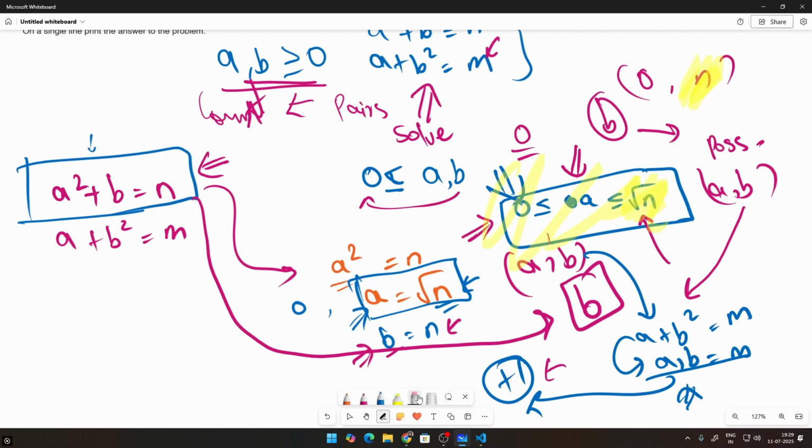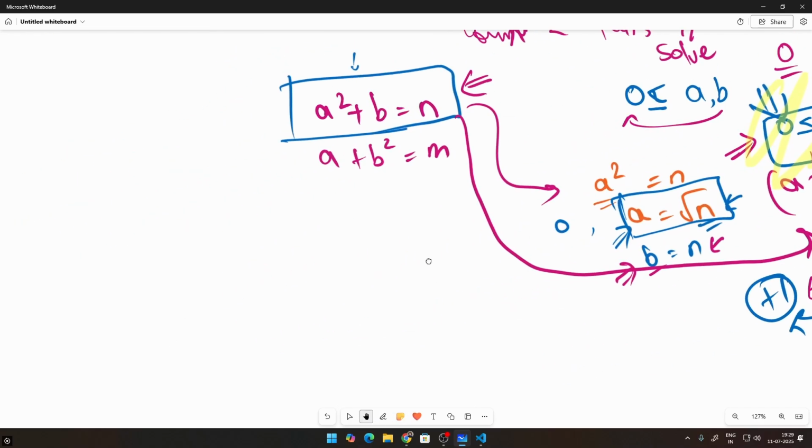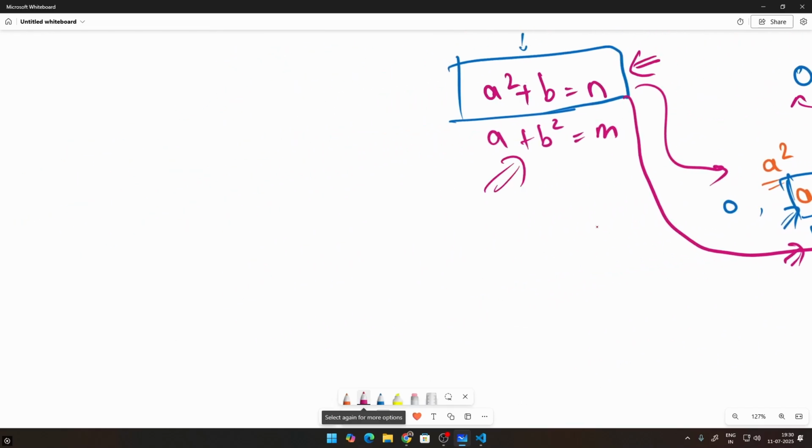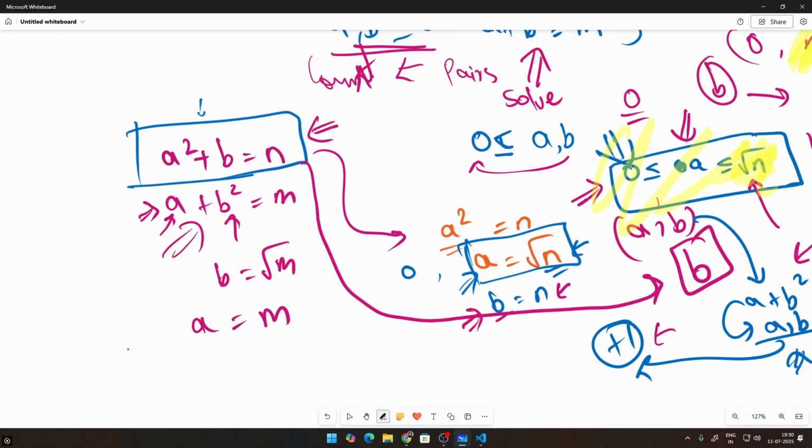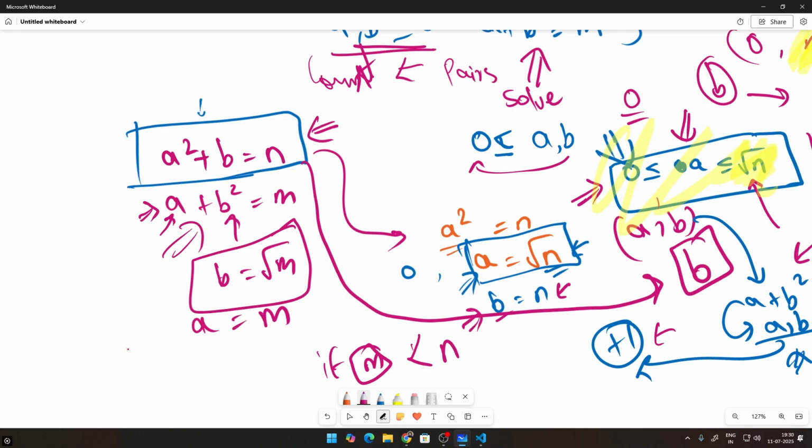Now this might not be the most optimal way to iterate through this, so let's apply the same thing to the second equation to see what the limits look like there. Okay, so here again, if a is equal to 0, now b will be up to root m, correct? Or if b is equal to 0, a will be up to m. So what really matters here is if m is lesser than n. In that case, I will iterate through b values up to root m.